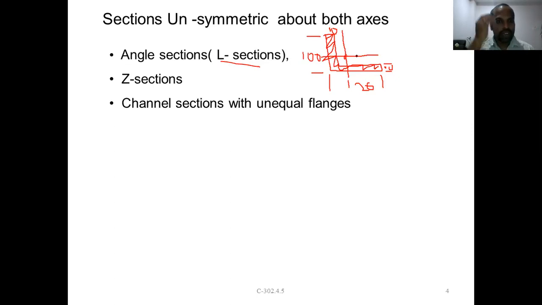Similarly, for the Z section, as I said just now, suppose the Z section is like this. Take the reference axis as the leftmost part and the bottommost one, so that this entire part forms in the first quadrant, so that my x and y values will be positive. That is the only reason. Otherwise you can take the reference axis elsewhere, but care should be taken.